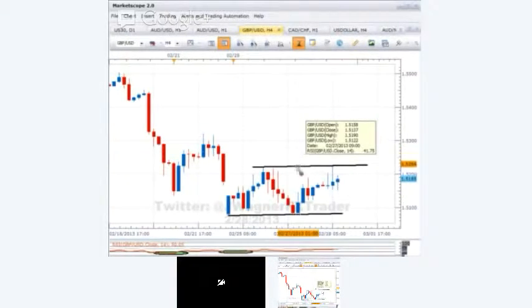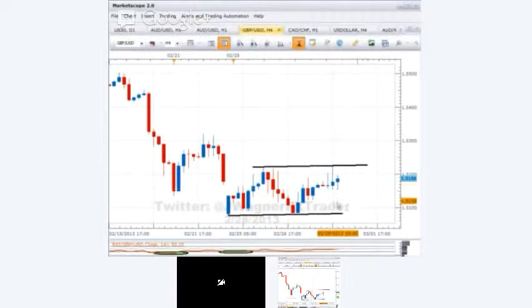And so using a breakout style of trading, we could just simply look for price to break below this lower black line, which is currently around the 150.80 level. And that would be our clue, or our signal, to go ahead and enter into this trade.